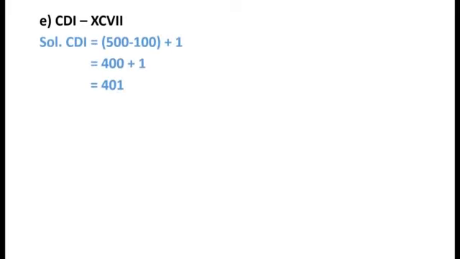Now you can again see the next question, children, here. CDI minus XCVII. Again we will go for the first, CDI. We will convert it into a Hindu Arabic number. So C and D, C stands for 100 and D stands for 500. So the smaller one is coming first, then the bigger one. So we will subtract. So 500 minus 100, then I we will add, plus 1. Okay, so 500 minus 100, that is 400, plus 1 is 401.